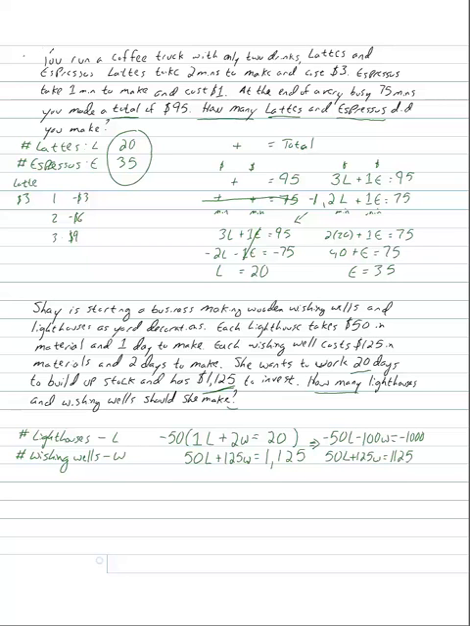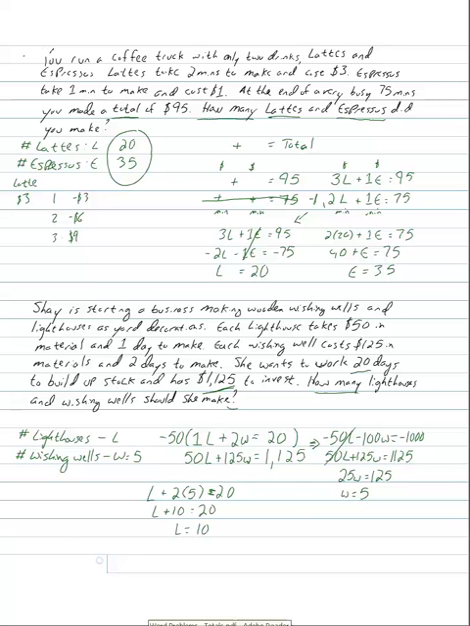It does, my L's cancel. Negative 100W plus 125W would be 25W. And negative 1,000 plus 1125 would just be 125. Divide by 25, I should get W to equal 5. So I can make 5 wishing wells. Sub it back into either of them to find my other variable. My top one looks a lot easier to sub it into. So L plus 2 times 5 equals 20. So L plus 10 equals 20. L equals 10.